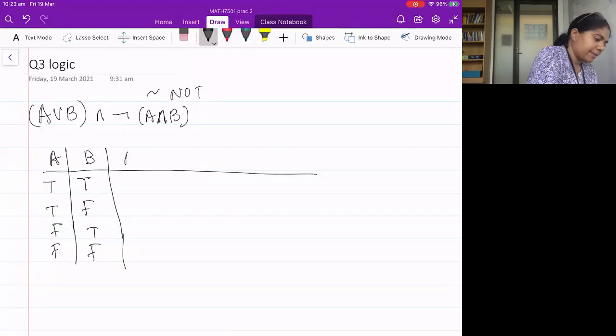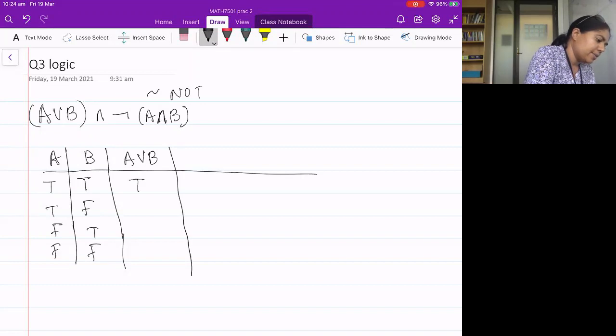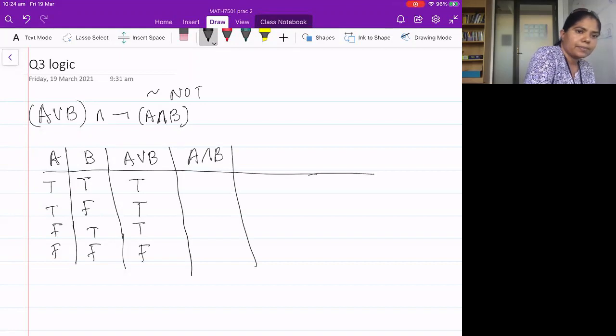Then what is A or B? That's true if either A or B is true. So if both are true, that's true. If one of them is true, that's also true. Here both false, that's false. Okay, the next one is A and B. That is true only if both A and B are true. So that's true, false, false, false.